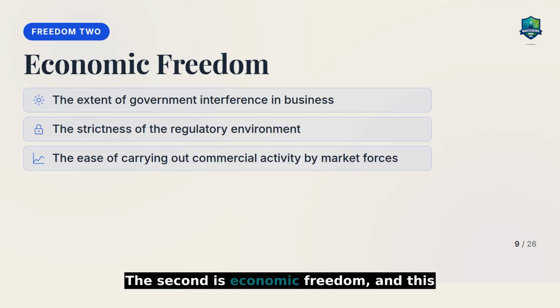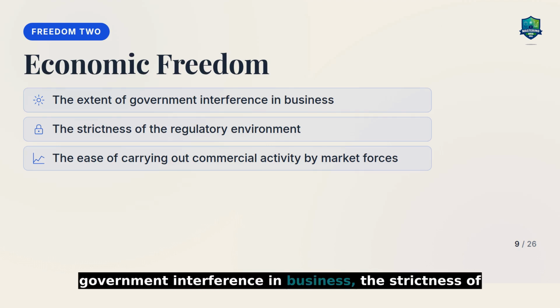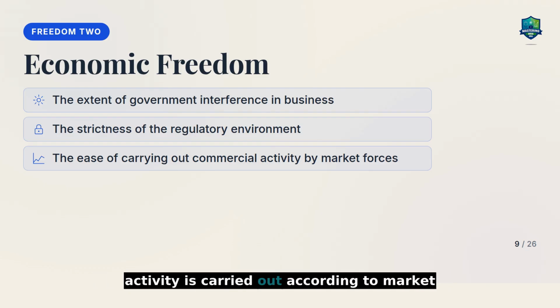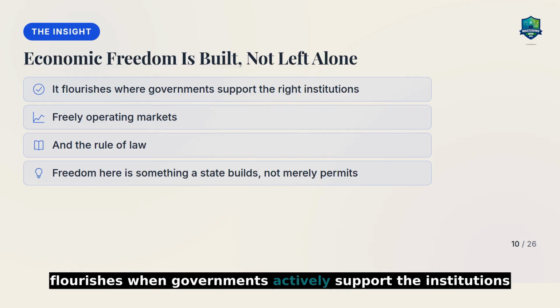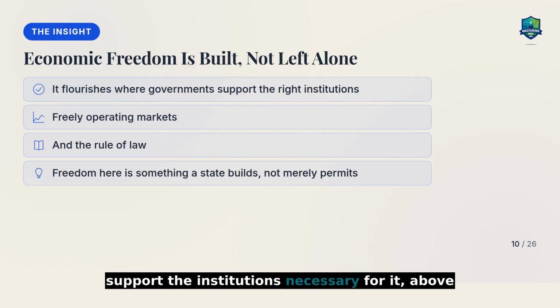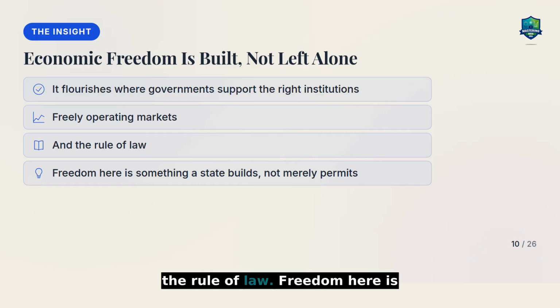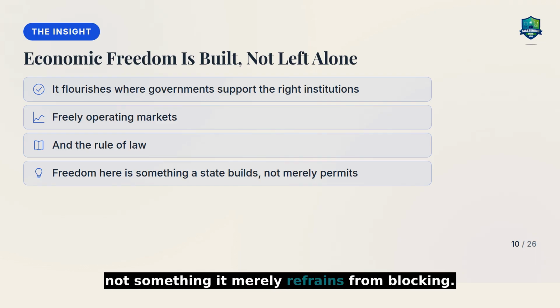The second is economic freedom, and this one bears directly on business. It concerns the extent of government interference in business, the strictness of the regulatory environment, and the ease with which commercial activity is carried out according to market forces. Economic freedom does not appear on its own. It flourishes when governments actively support the institutions necessary for it, above all, freely operating markets and the rule of law. Freedom here is something a state builds, not something it merely refrains from blocking.